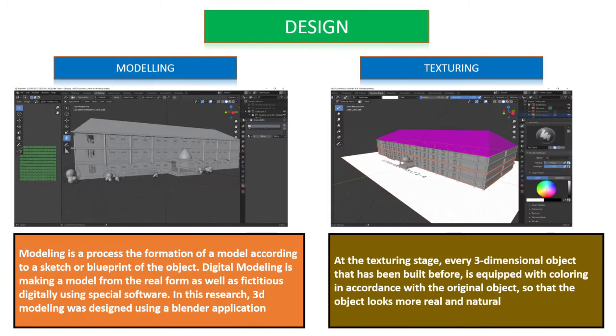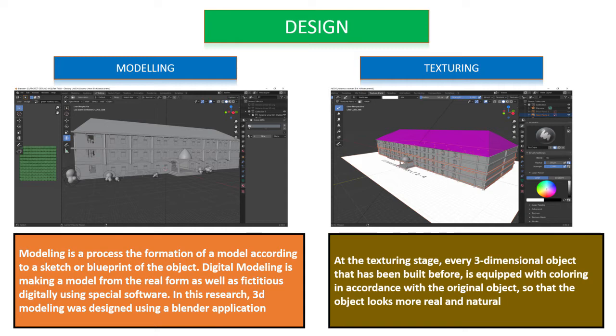The next stage is design, which contains modeling and texturing. Modeling is a process of the formation of a model according to a sketch or blueprint of the object, where digital modeling is making a model from the real form as well as fictitious digital using special software. In this research, 3D modeling was designed using a Blender application.